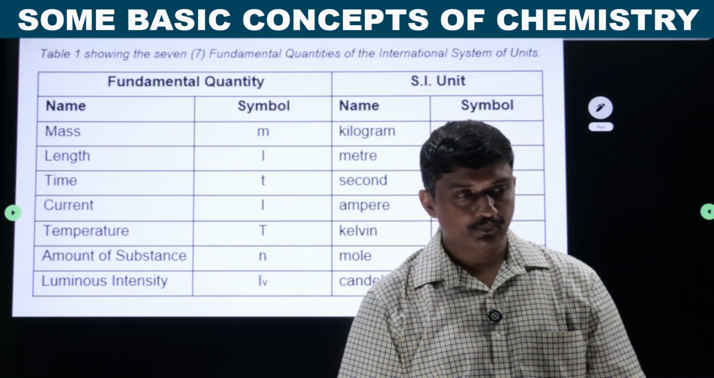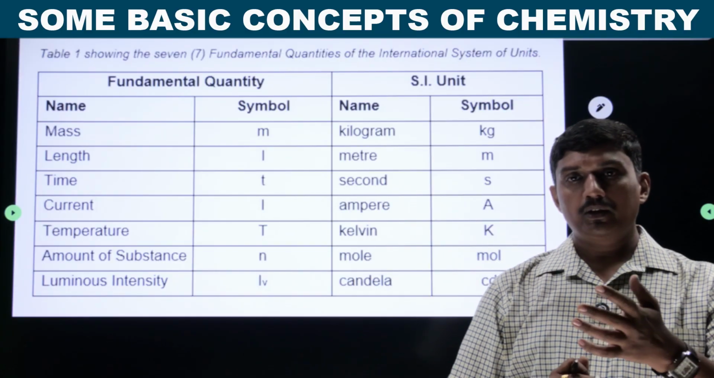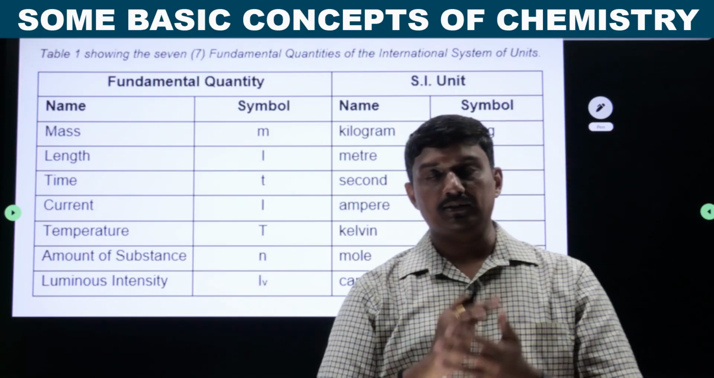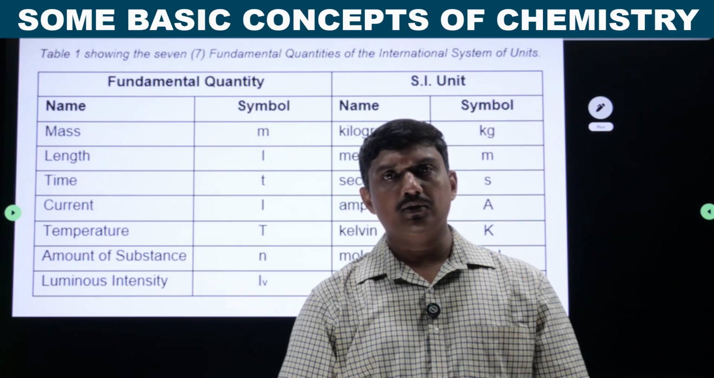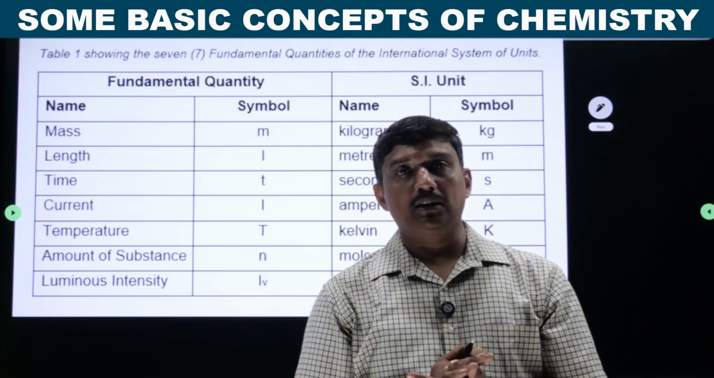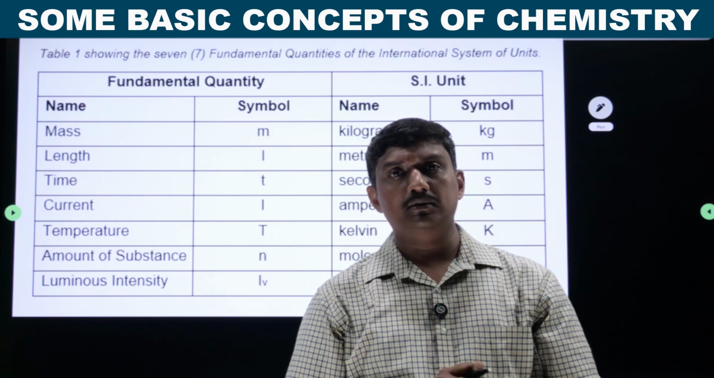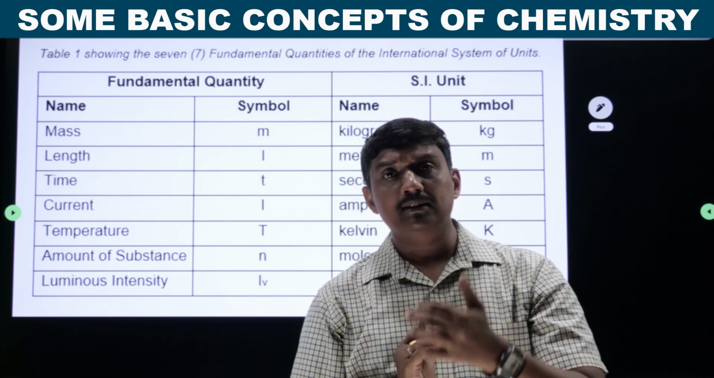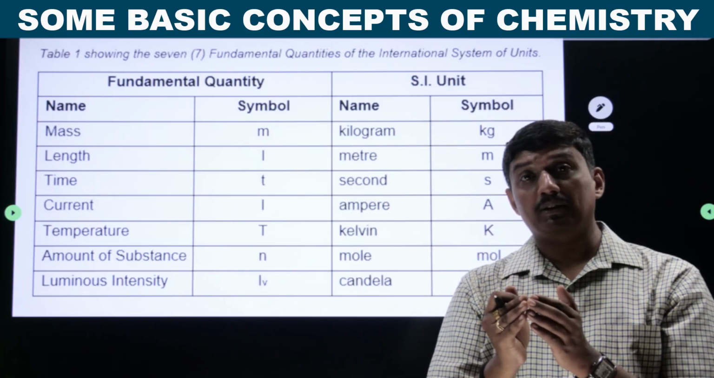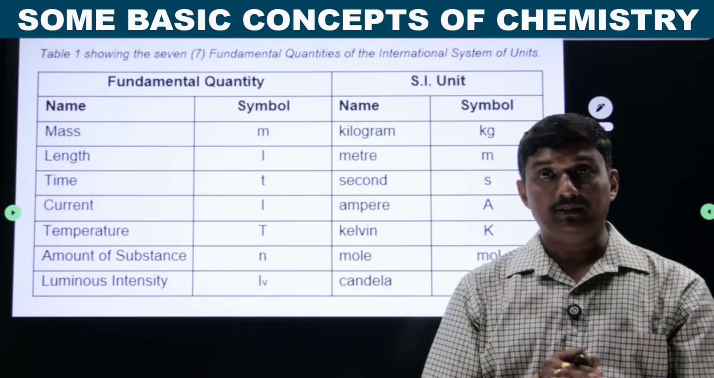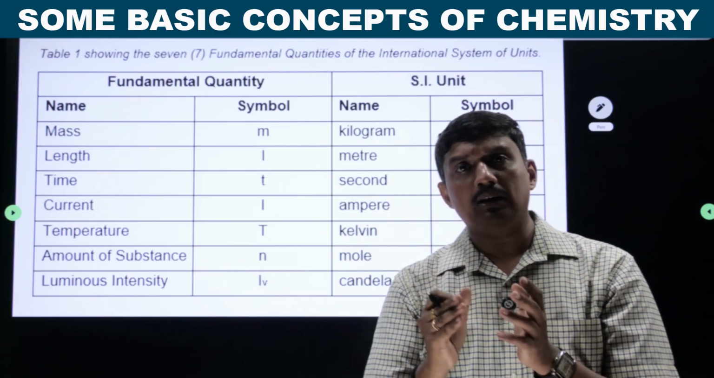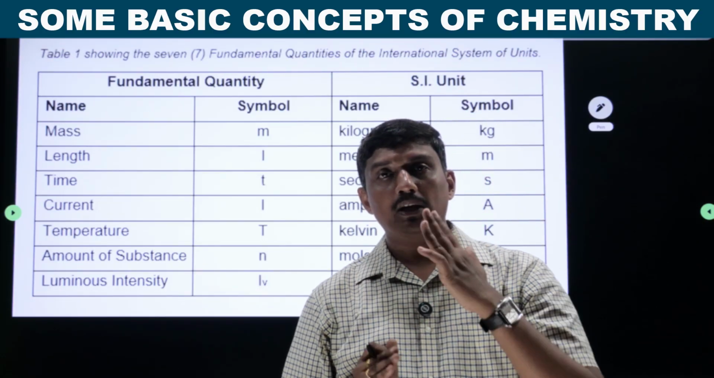Take an example. You are going to a grocery shop. You are supposed to buy rice. How do you ask for rice? Do you ask for this much rice? This much? No. You ask, give 1 kg of rice. Why are you using kg? Because that quantity is expressed in terms of kgs. That is mass. You are expressing mass in terms of kg. So you ask for 1 kg of rice, 2 kg of rice.